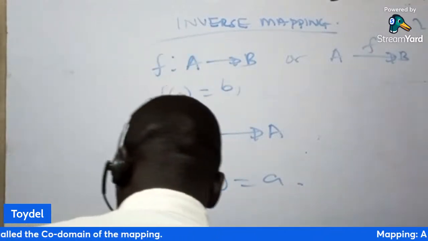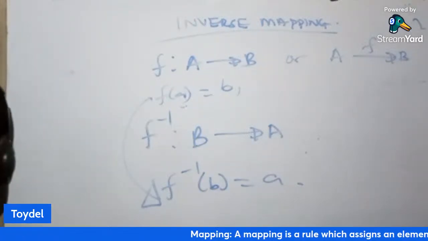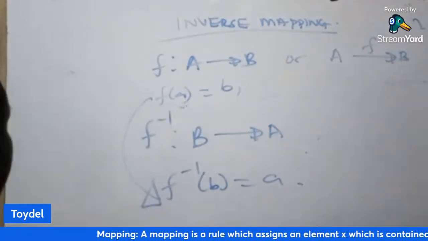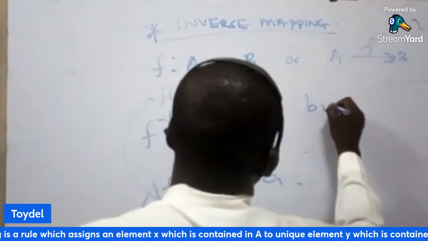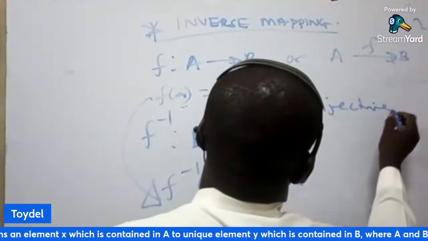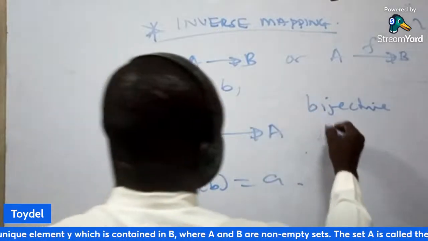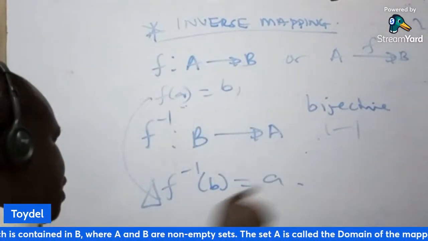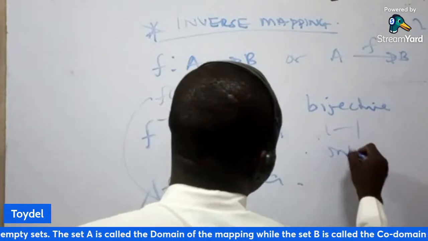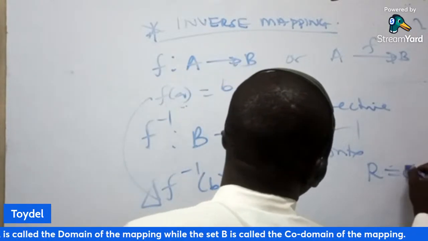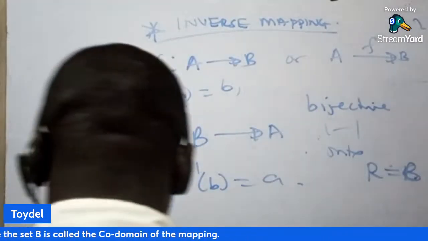So we should note that F inverse, that is the inverse of a mapping, is defined only when F is 1-to-1 and onto. That is, we can only talk about the inverse of a mapping when that mapping is bijective. Bijective means it's 1-to-1, where you have one element to one element from the domain to the codomain, and onto, which simply means that the range is equal to the codomain. So the two conditions must be satisfied before we can talk about inverse mapping.